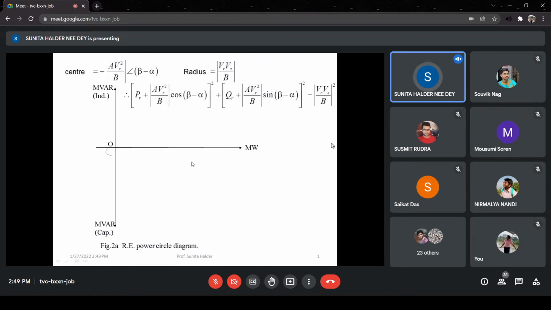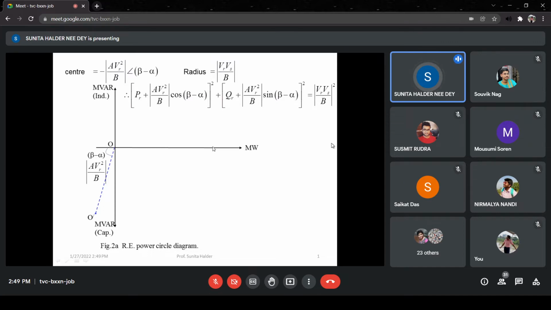It will be better if you draw with me. Then it is beta minus alpha. So from there, we must cut a distance equal to A VR square by B. Now, this point, the farthest point of this vector, minus A VR square by B at angle beta minus alpha, is O dash. So actually O dash is the center of the power circle and O is the center of the axis.